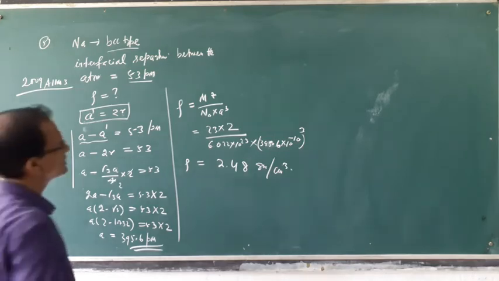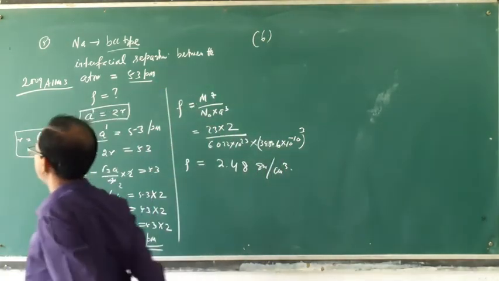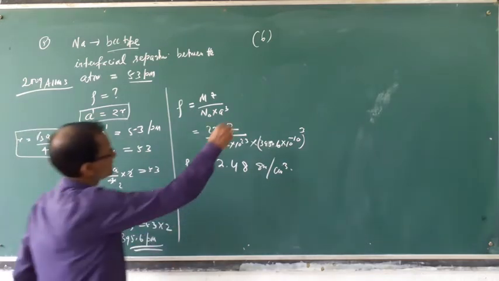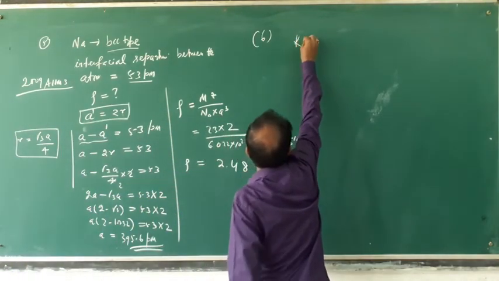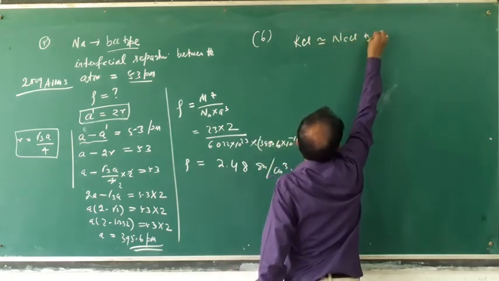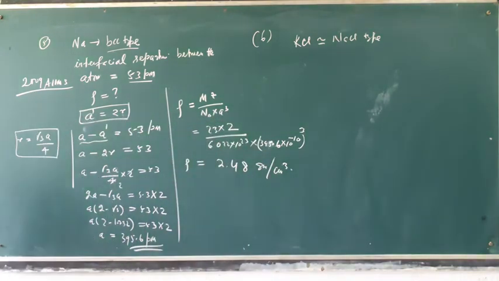Then question number 6. Question number 6 is like this. Here KCl is just like NaCl type. KCl is equal to NaCl. As per the question, it is given.